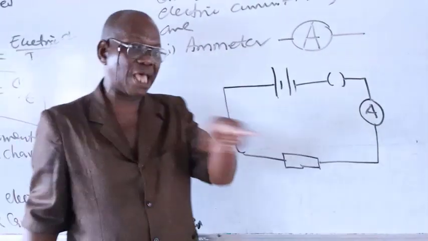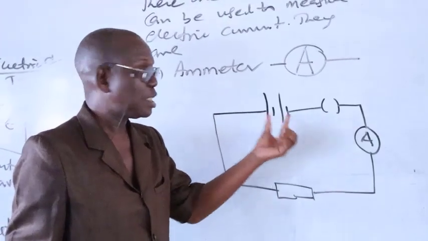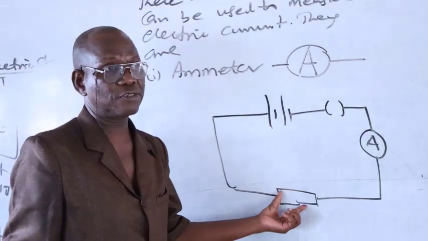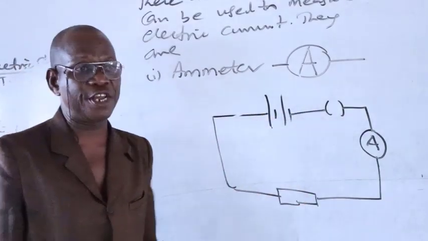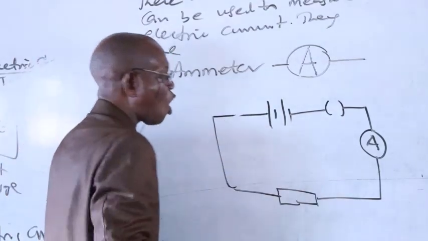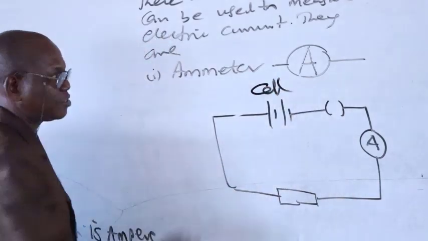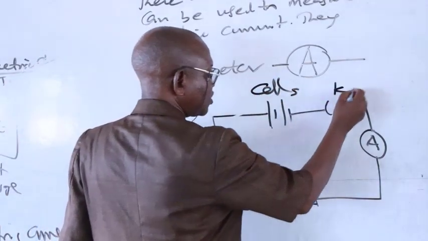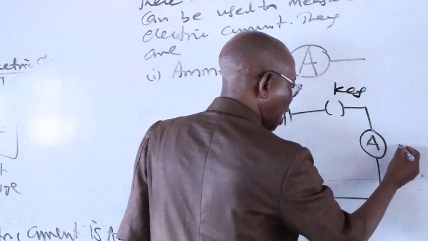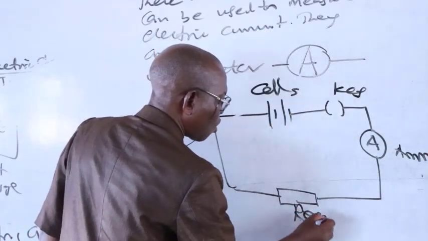What I've just demonstrated for you is simply this. This is one of the students, this is another student, and this is another student, and they are in series. This one is called a cell, which is the battery. This one is the E. That's another student. This one itself is an ammeter. And this one is called a resistor.